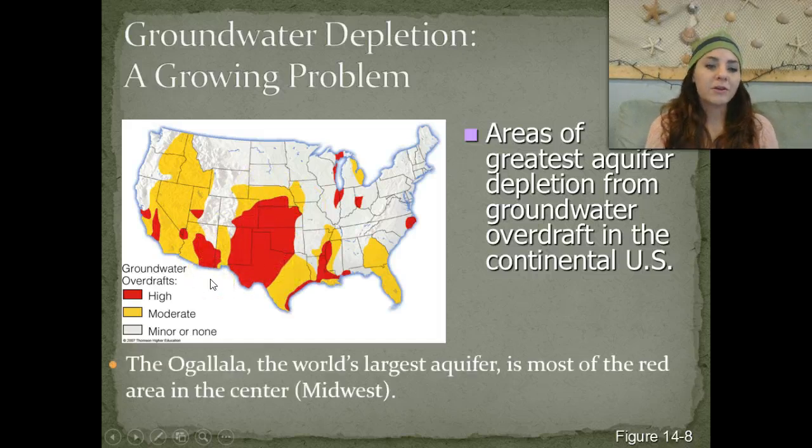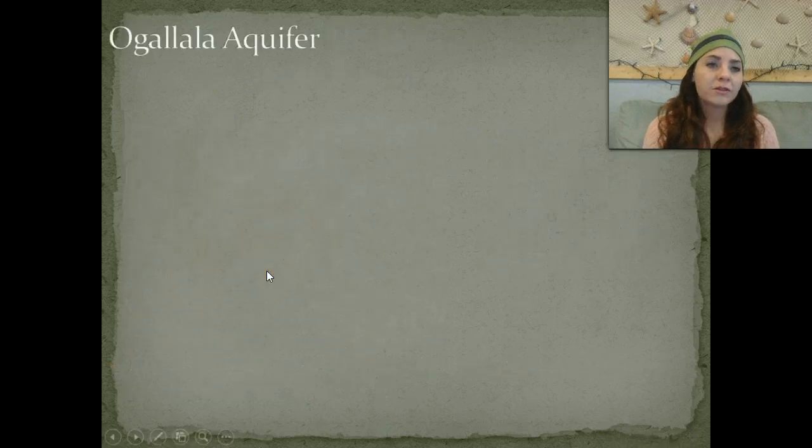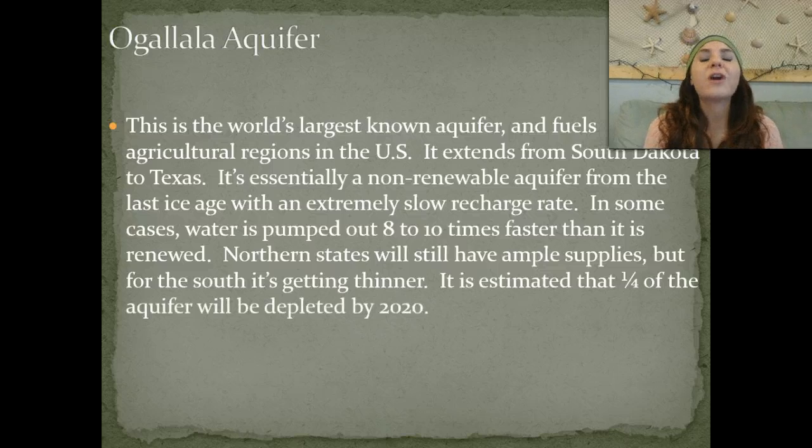The Ogallala, which is the world's largest aquifer, is most of the red area in that center of the Midwest that I was just pointing out. So the Ogallala Aquifer. This is the world's largest known aquifer, and it fuels agricultural regions in the United States. It extends all the way from South Dakota to Texas. It's essentially a non-renewable aquifer from the last ice age with an extremely low recharge rate. So in some cases, water's pumped out about 8 to 10 times faster than it's actually replenished. But from the south, it's starting to get thinner and thinner. It's estimated that about a quarter of the aquifer will be depleted by the year 2020.